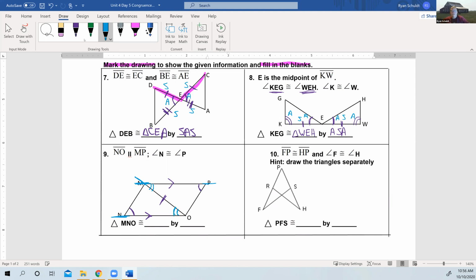Okay, so that means in this picture I have an angle, another angle, and then a side. The side is not in between. So that means this has to be angle, angle, side. Now I've got to figure out how they named it. They said triangle MNO.